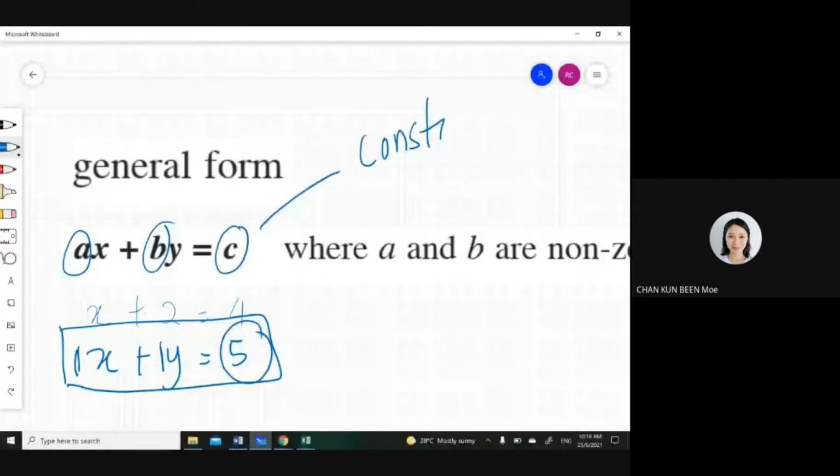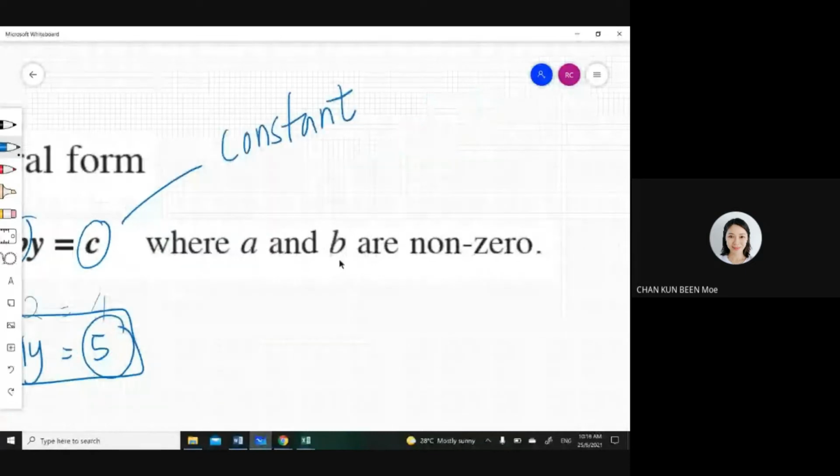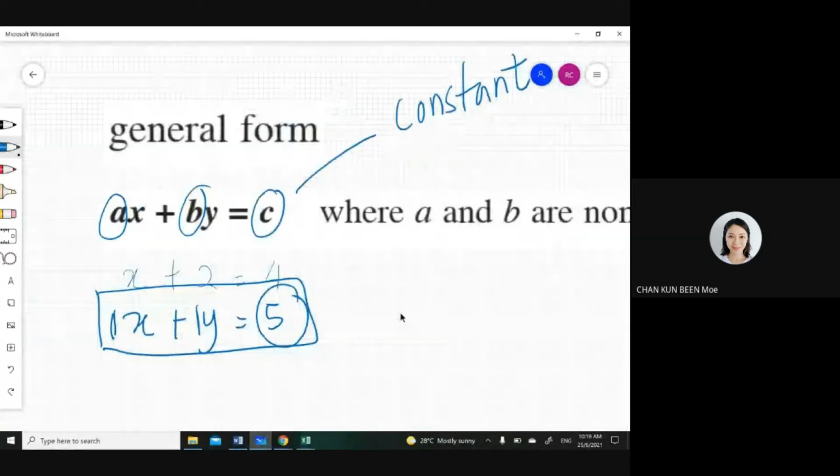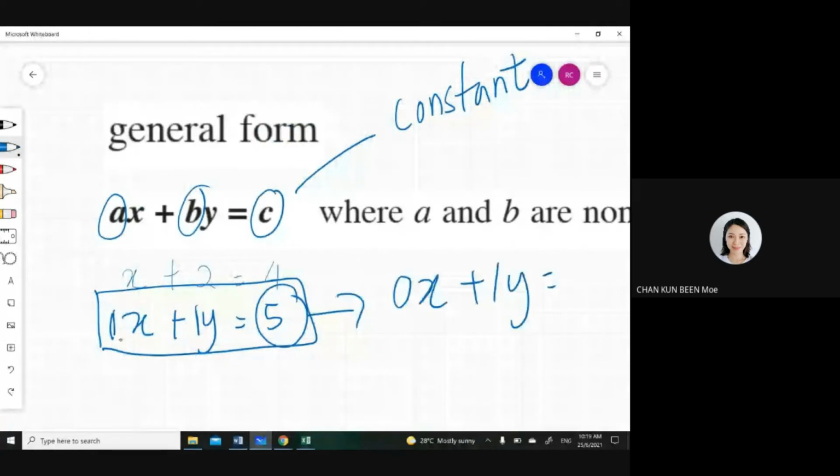Constant means a fixed number, one number that does not change. Okay, so you can see this at the back where a and b are non-zero. It must be at least 1. If it is 0x plus 1y equal to 5, then 0 times x is actually 0, so there is no more variable there. So it cannot be formed up, it does not become a linear equation in two variables. It becomes one variable, y equal to 5 directly. Okay, so that is the meaning over there.